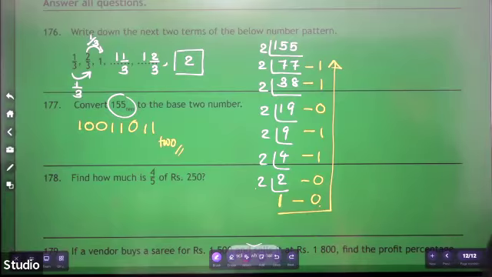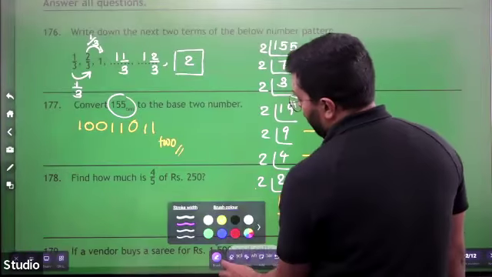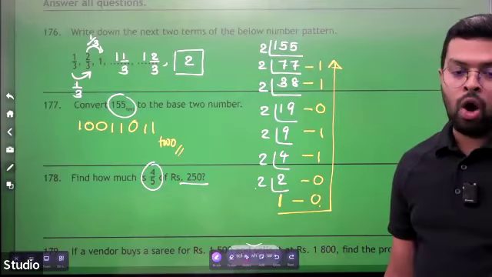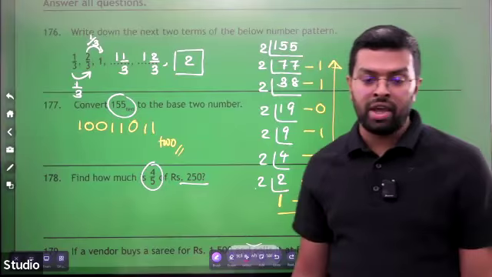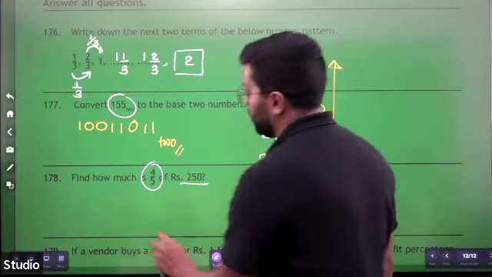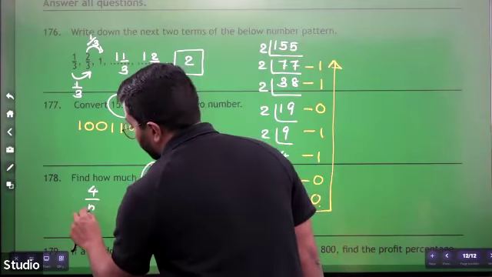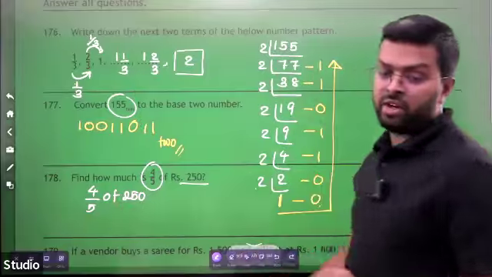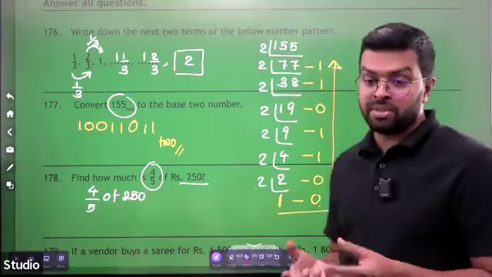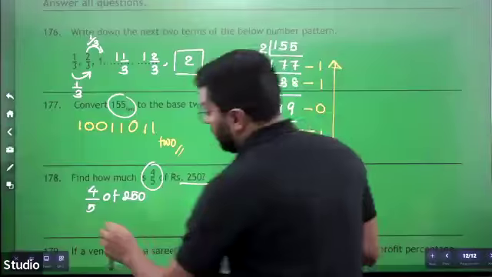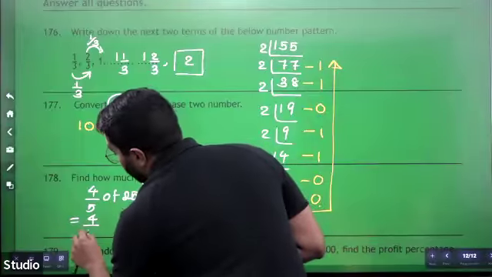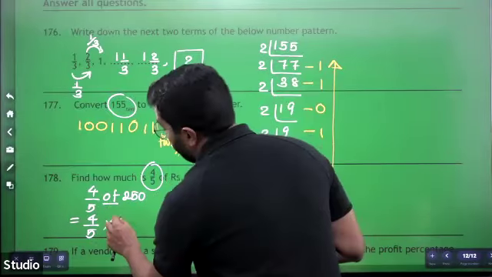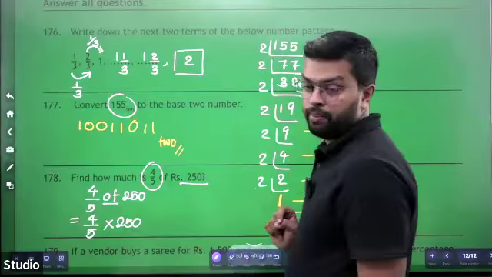Right. How much is 4/5 of 250? How much is 4/5 of 250? So instead of the word of, we can substitute a mathematical operation, right? So 4/5, instead of the word of, let's put a multiplication symbol, and then you are multiplying that by 250.